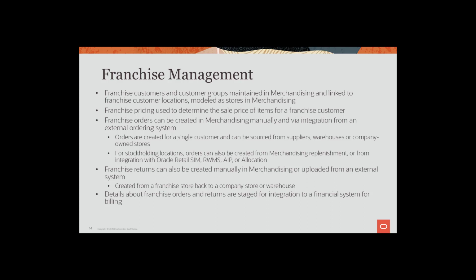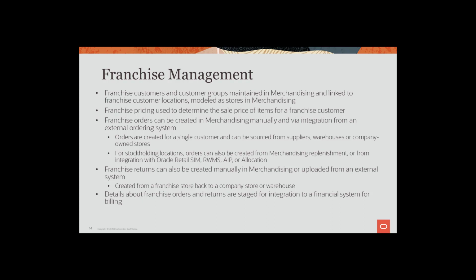Because franchise orders are considered a type of sale to a customer, merchandising supports special franchise pricing to determine the sale price of an item for a specific franchise customer location. Franchise pricing is managed for items or groups of items as a percent off retail, using cost components to mark up from supplier cost, or fixed costs. These costs are then defaulted onto orders and returns for a particular franchise location.